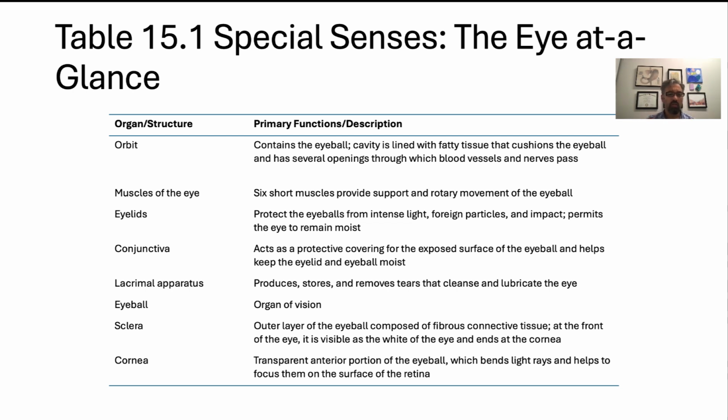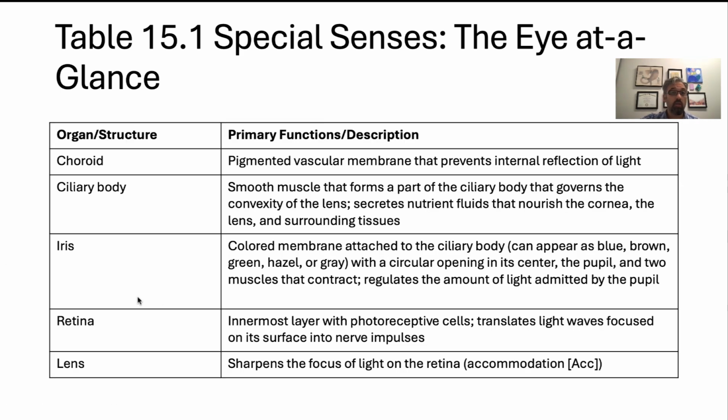The eyeball itself is the organ. The sclera is the outer layer of the eyeball that has fibrous tissue associated with it, and it is the white of the eye, as opposed to the pupil, which is where you end up getting the color part of the eye. The cornea is transparent and bends the light rays to help focus them on the surface of the retina. The choroid is a pigmented layer at the very back of the eye that helps to absorb any type of extra light that happens to be around.